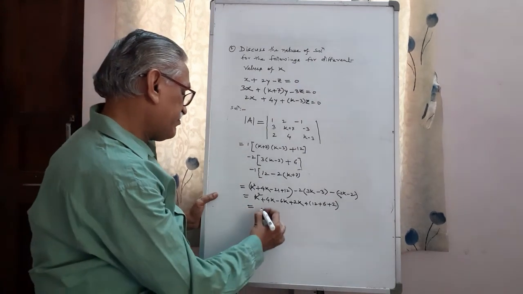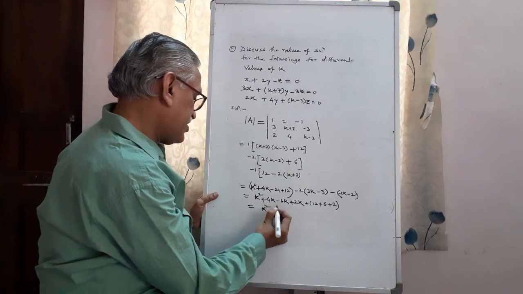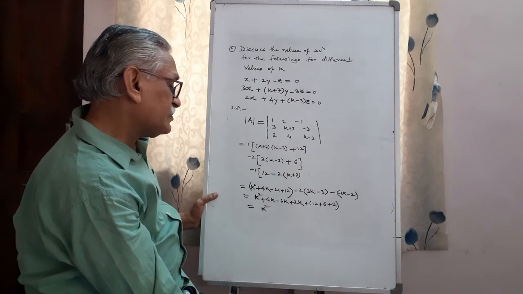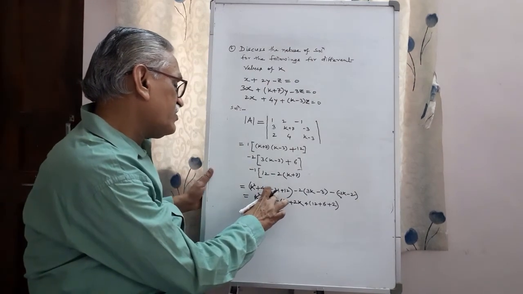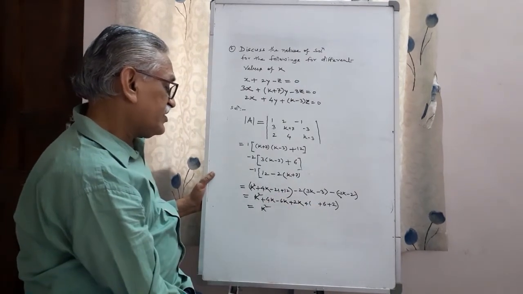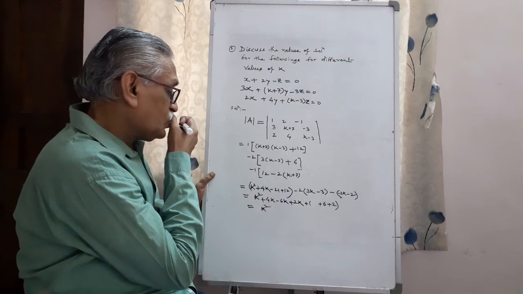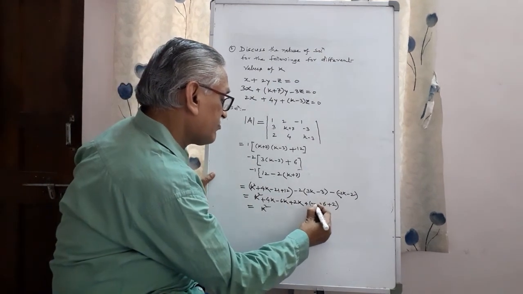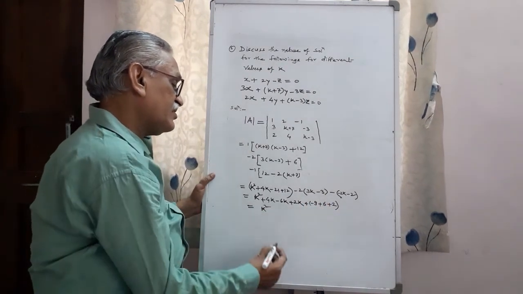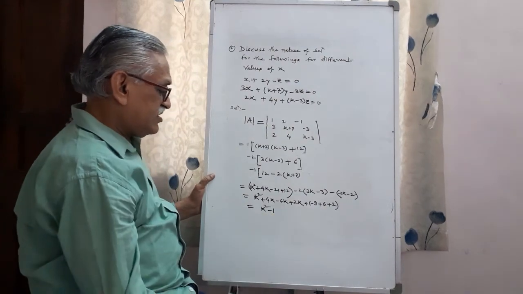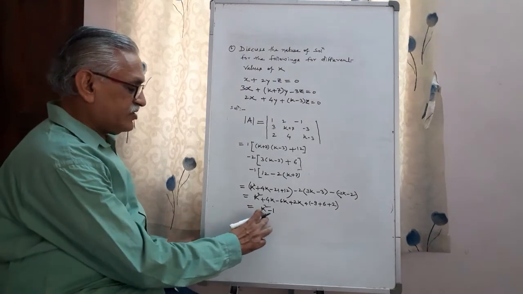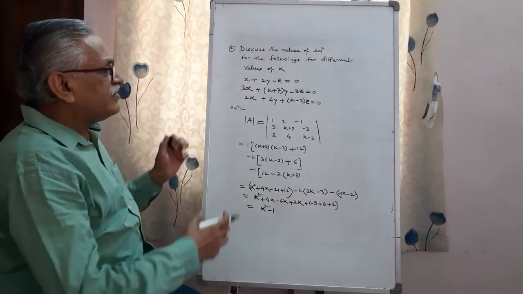It is k square, 6k minus 6k cancel, minus 21 plus 12. Therefore, it is minus 9. Therefore, minus 9 plus 8, we get here minus 1. This is the value of the determinant of A. Determinant of A is equal to k square minus 1.